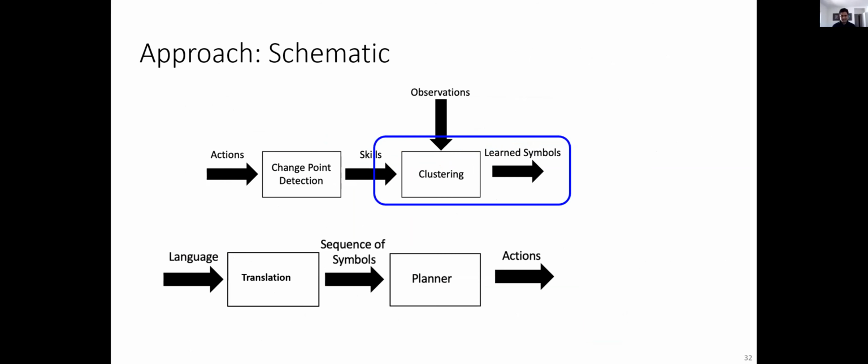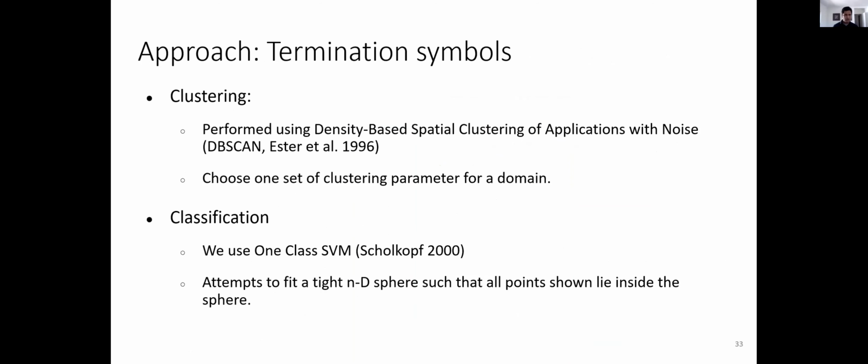What we can then do is provide the termination states that we got into a clustering algorithm. And then we can try to learn symbols over the clustered states. So we use a classical clustering algorithm called DBSCAN. And again, it's unsupervised. We don't need to specify the number of clusters that we'll get in the end. And the clustering algorithm just creates clusters for us.